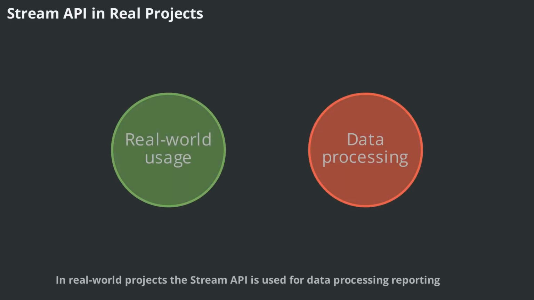In real-world projects, the Stream API is used for data processing, reporting, and analytics. Mastering these techniques will not only help you in interviews, but also in your day-to-day work as a Java developer.